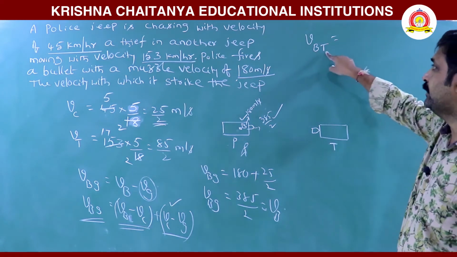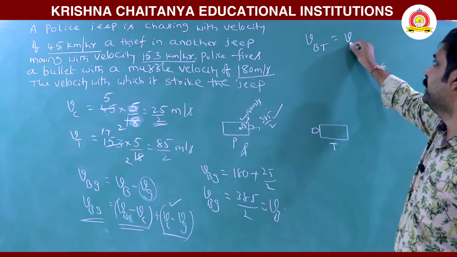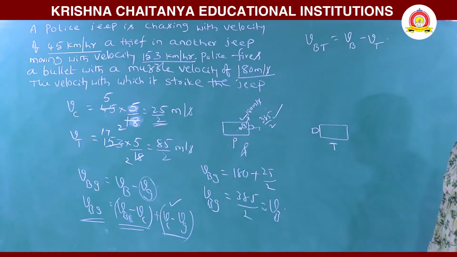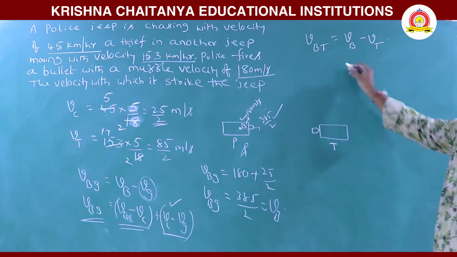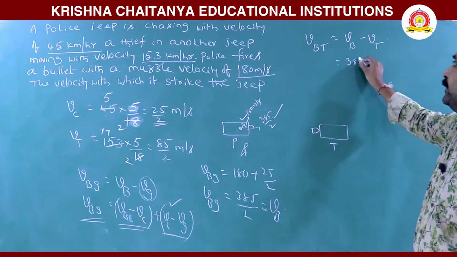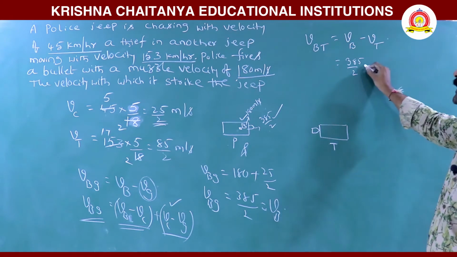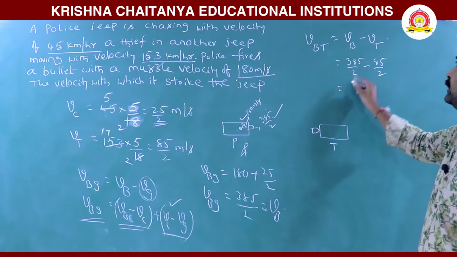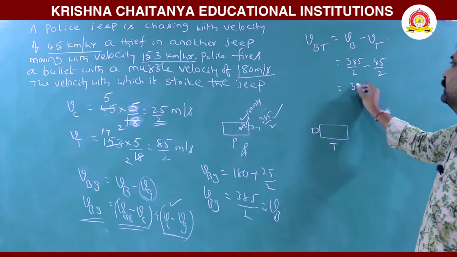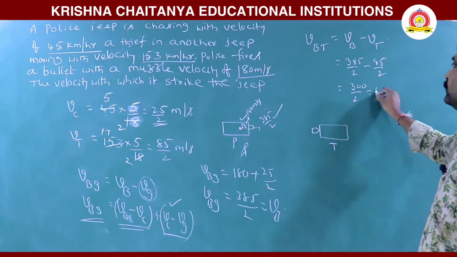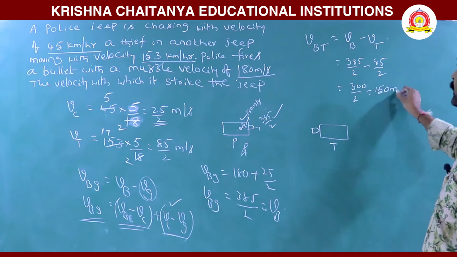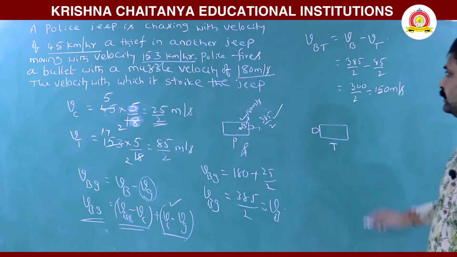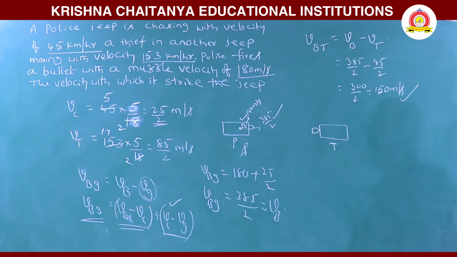That means the velocity of the bullet with respect to the thief, Vb minus Vt. So with what speed does it strike the thief's car? Vb is 385 by 2 minus Vt, 85 by 2. So this is 385 minus 85, 300 by 2, which is 150. Since all parameters are converted into meter per second, this is 150 meter per second.